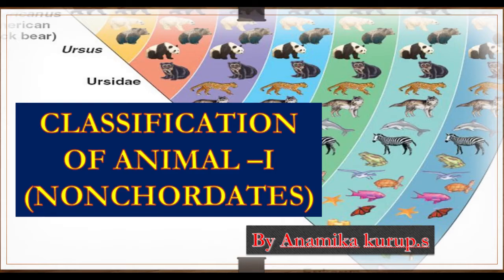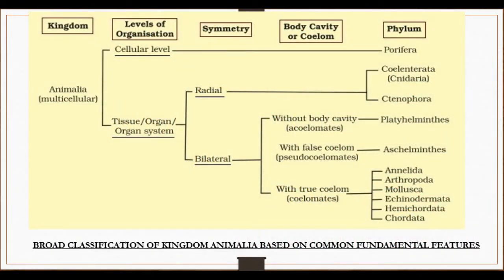So this is the first slide. It's a classification of animal kingdom part 1. This video is on non-chordates, that's animals which don't have any chordate characters. In the second slide, I have given the broad classification of the animal kingdom based on common fundamental features.